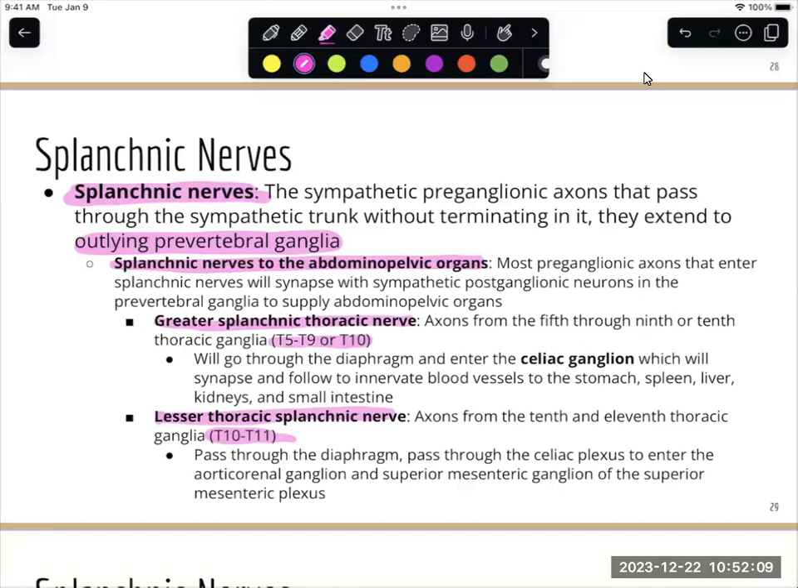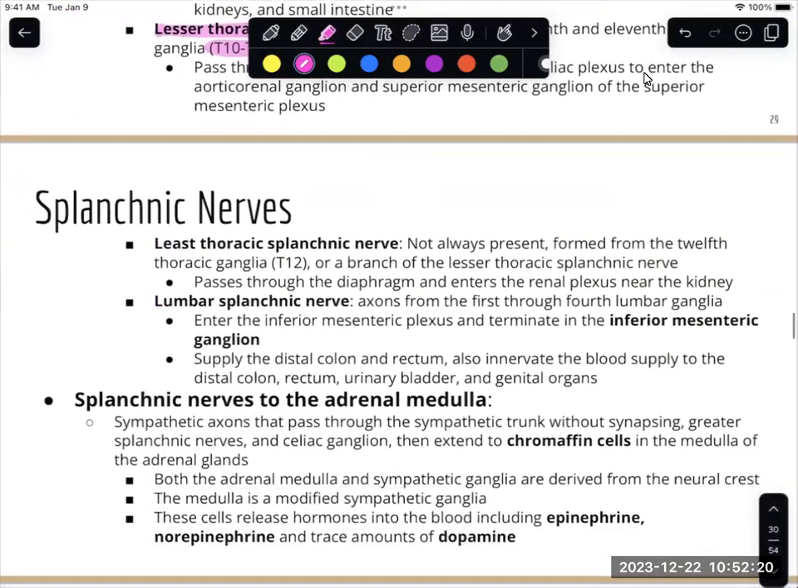And they're all going to different organs, tissues in its vicinity, in that general area. The least, sorry, splanchnic nerve, I just said lesser. Least is that 12th, T12 ganglia. And then we have a lumbar splanchnic nerve. That first four lumbar vertebrae. And it will actually terminate in that inferior mesenteric ganglia. So this is going to the lumbar, going to that pelvic area.